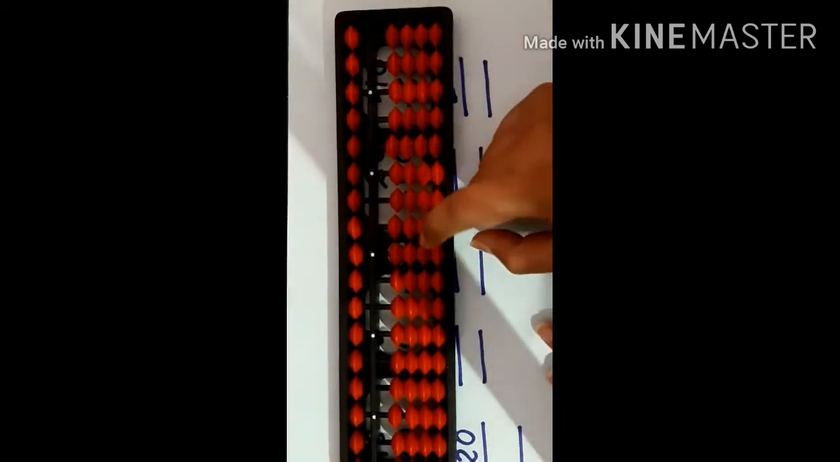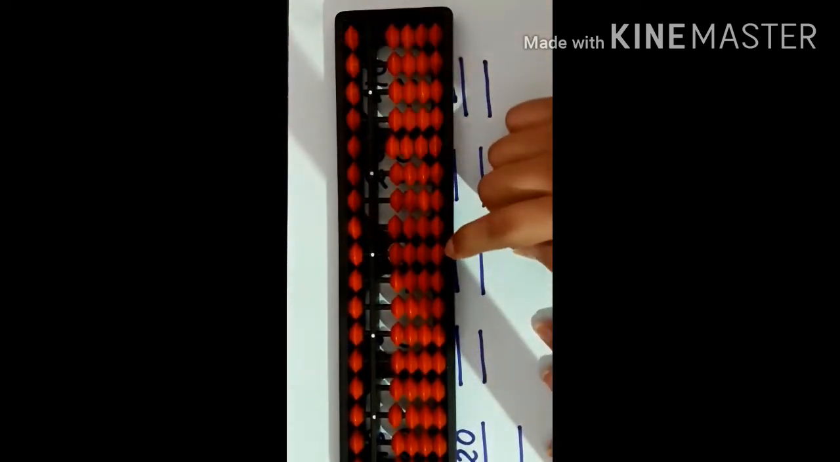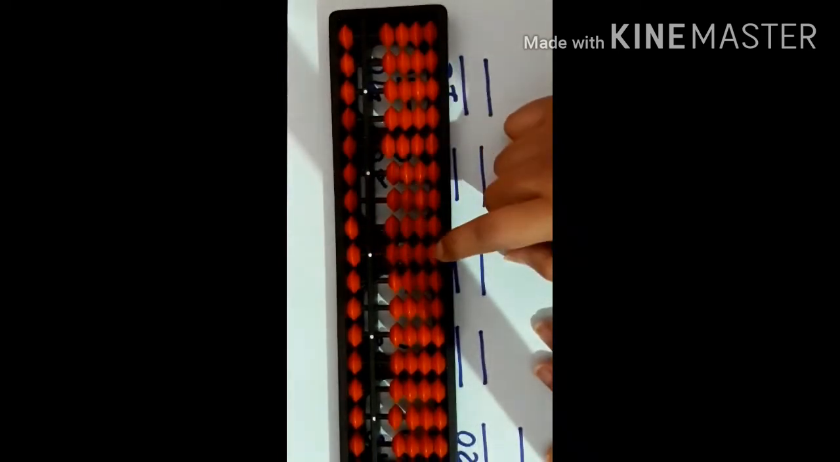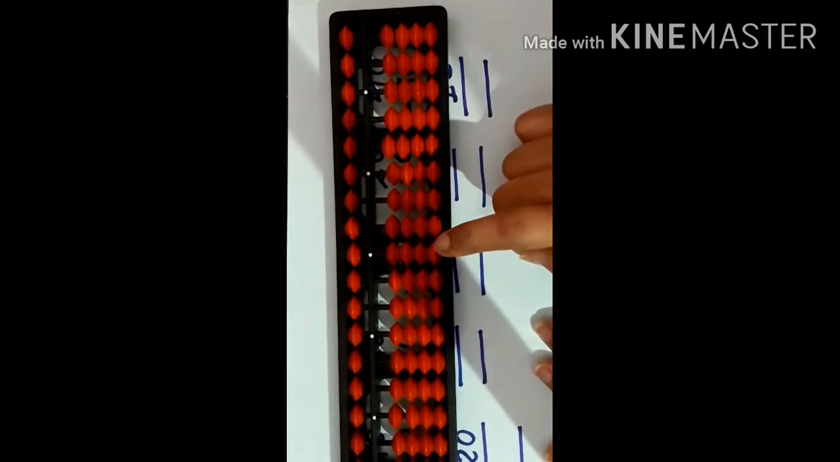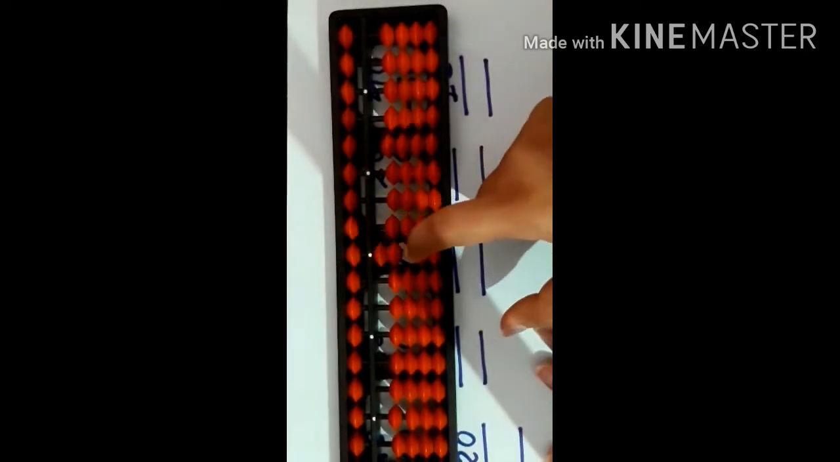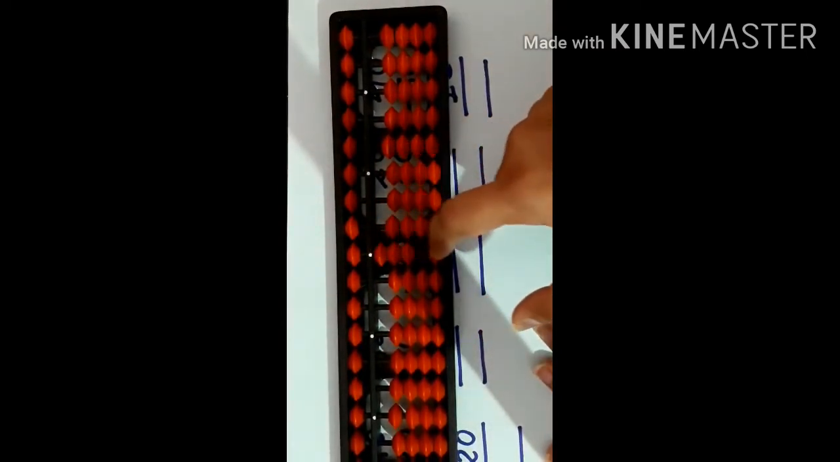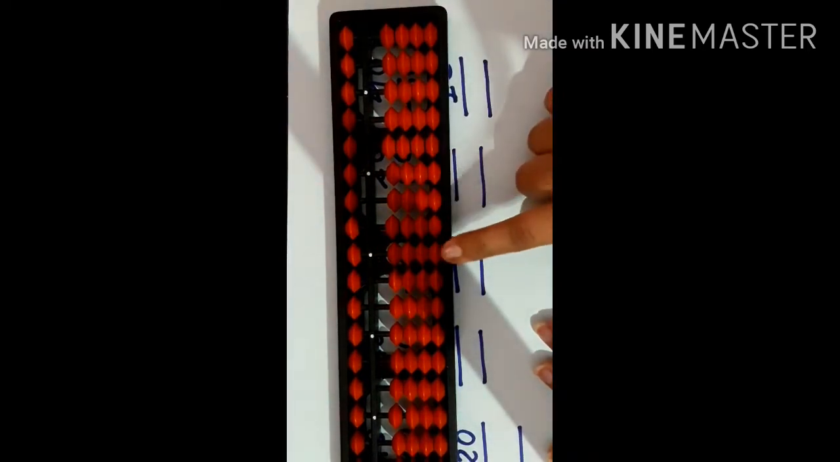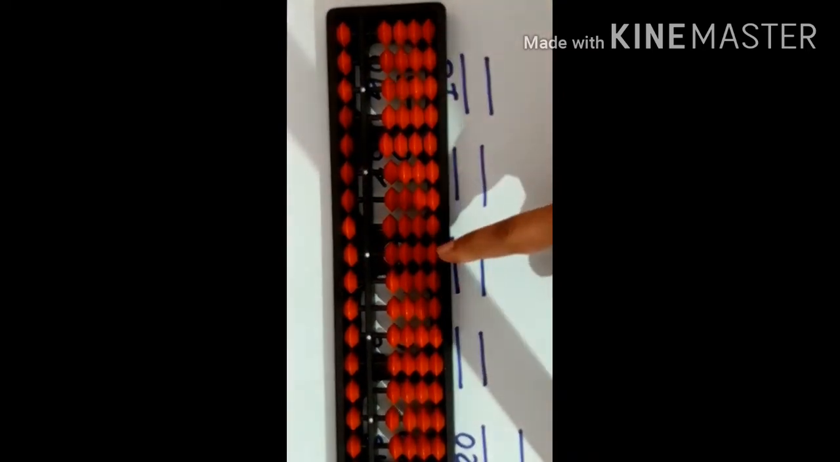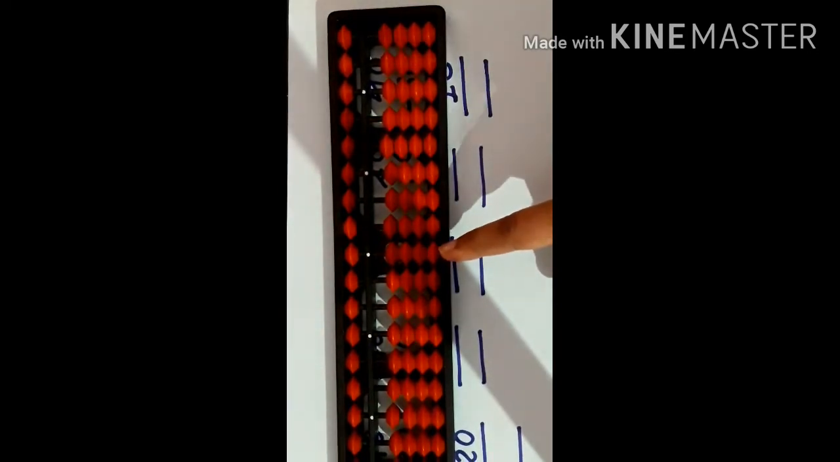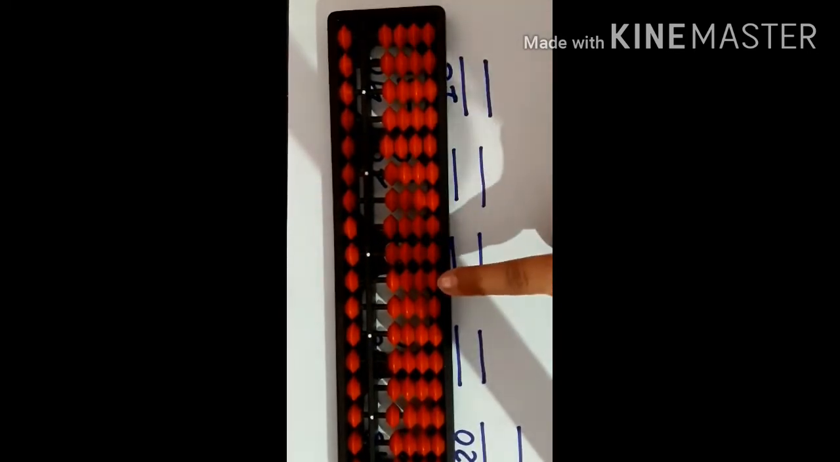Very good. Now see, last time we have done the calculation in our units rod, these units rod lower beads. Its value is 1, 2, 3, 4. See, we have done the calculation in the units rod last time. Now today we will do the calculation in the tens rod. Now where is the tens rod? Just besides the units rod.